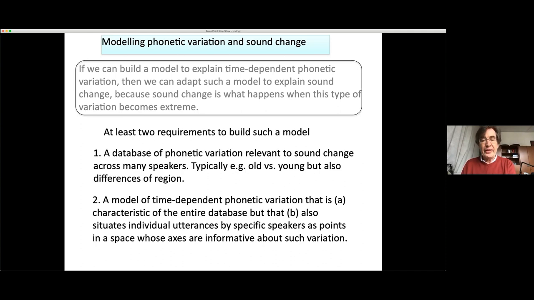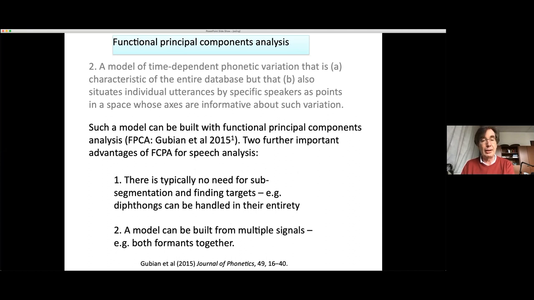And then we need a model of time-dependent phonetic variation, which is characteristic of this database, but which also situates individual utterances by specific speakers as points in such a space whose axes are informative about such variation. And that's what I want to talk about now.